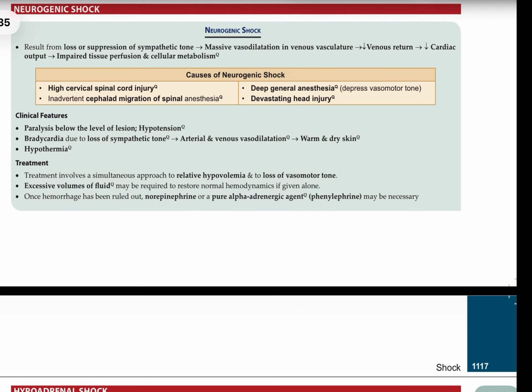Next is neurogenic shock. The cause is a spinal cord injury, high cervical spinal cord injury, deep anesthesia, or devastating head injury. The symptoms will be paralysis below the level of lesion, hypotension, bradycardia, loss of sympathetic tone, arterial and venous vasodilatation. So there will be warm dry skin and hypothermia will be present.